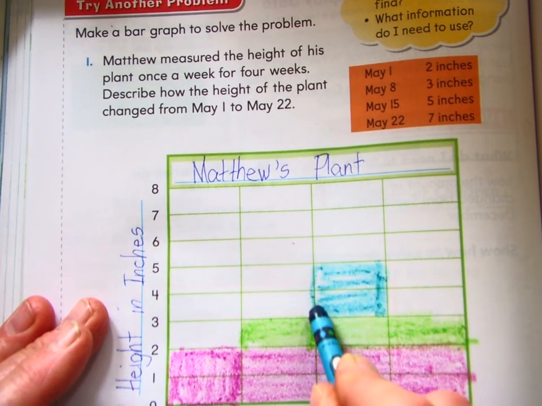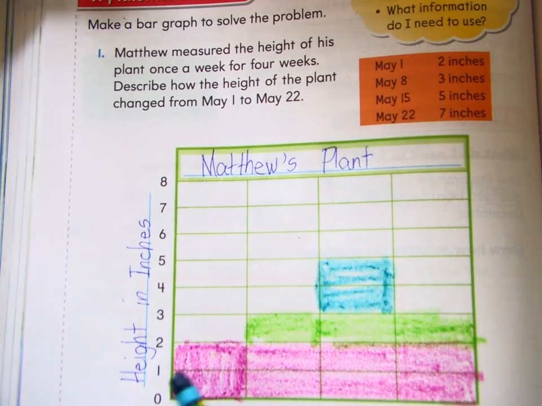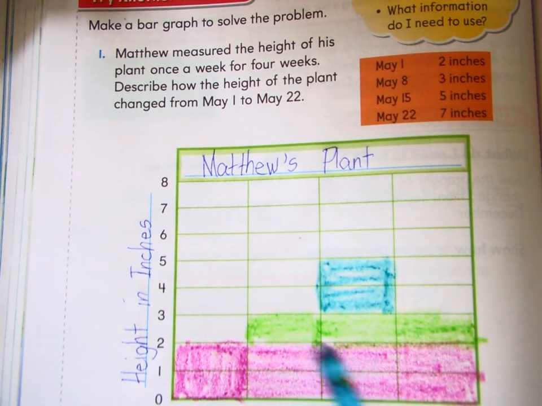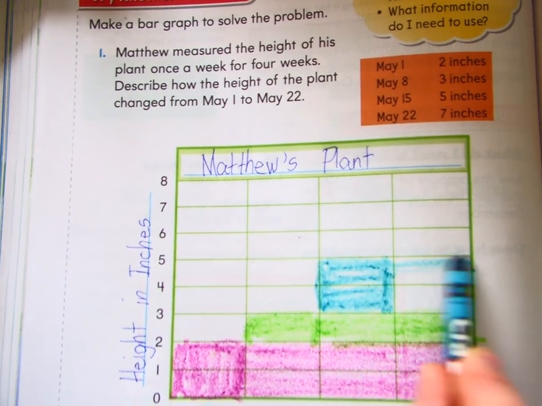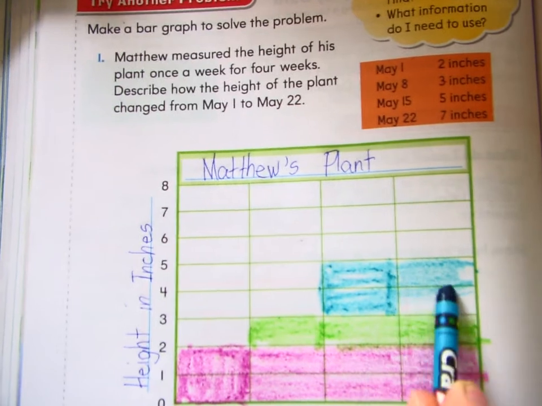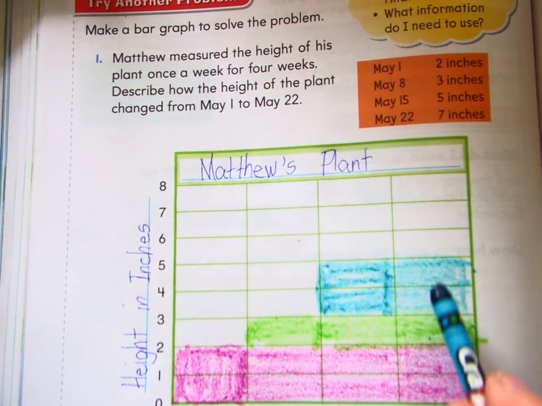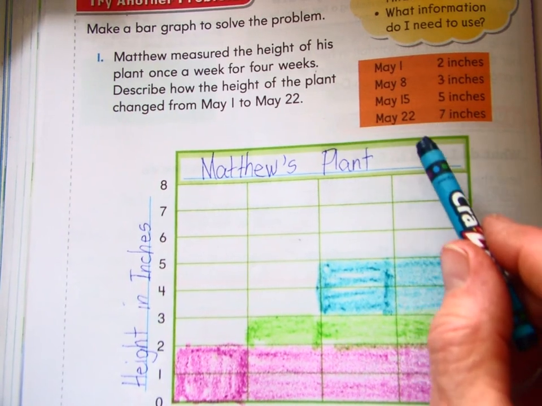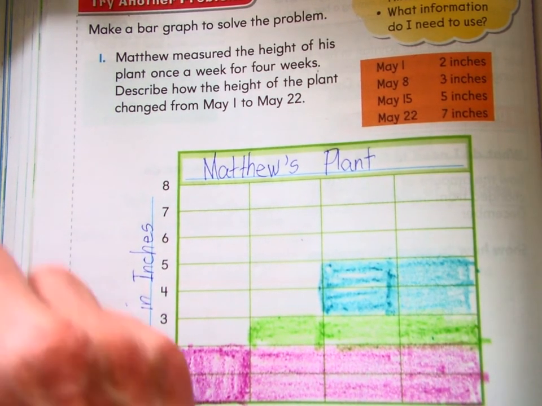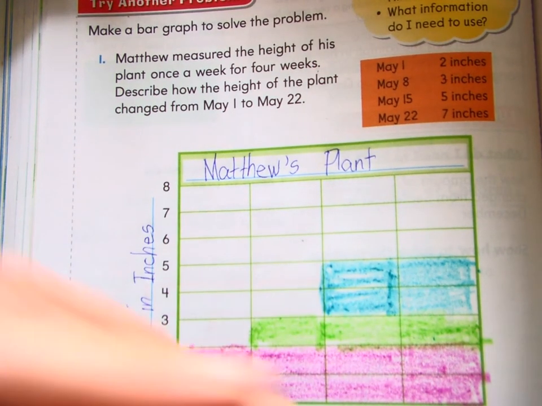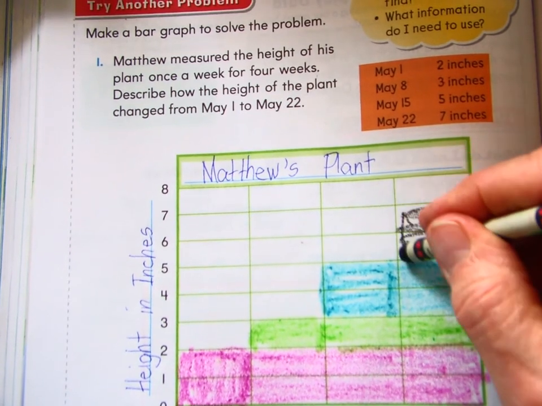Now I can see that this week it grew 2 more. Okay, so first it was 2 inches, then it was 3 inches, then it was 5 inches. Now this 5, that stays the rest of the time too. So I'm going to color it like that. And the last week, it was 7 inches. Now here's 5, so we need 2 more again. I'll put 2 more. I'll use black here. 2 more, because now it's up to 7 inches.